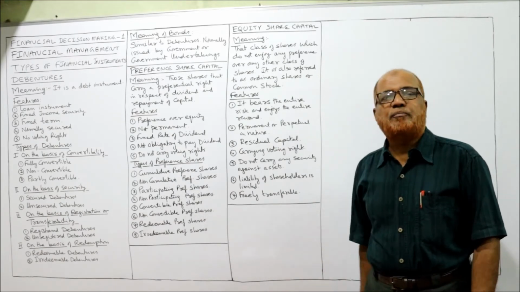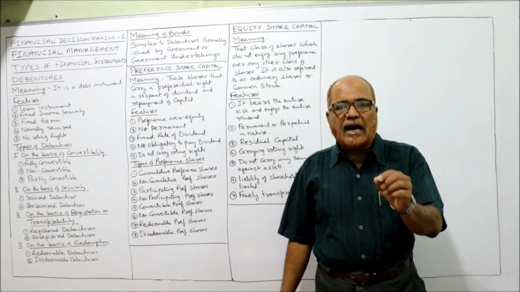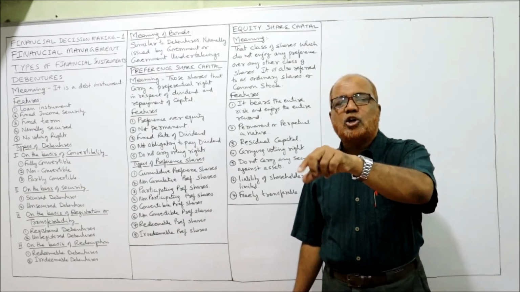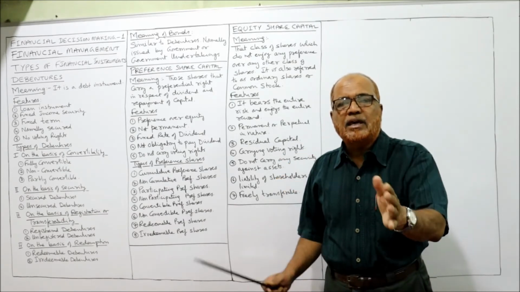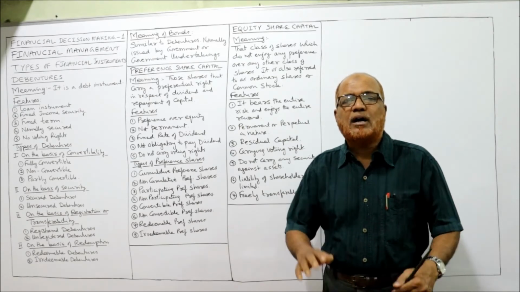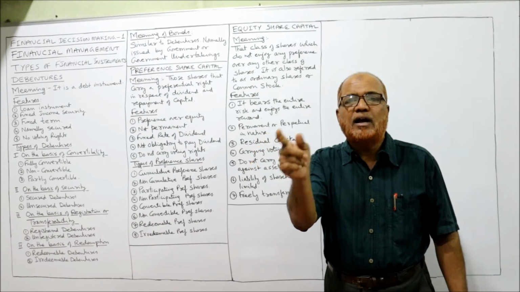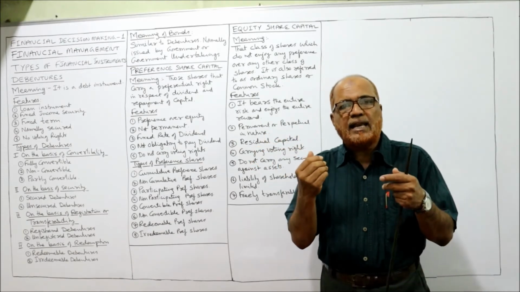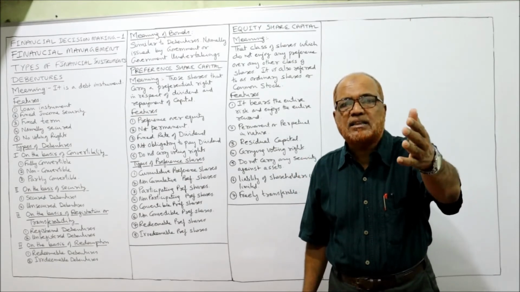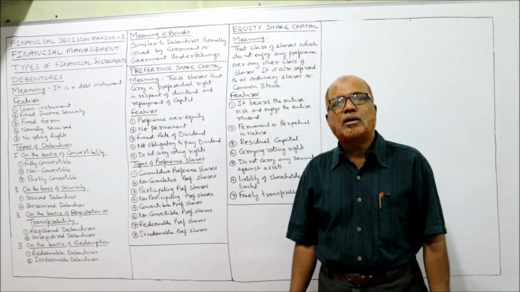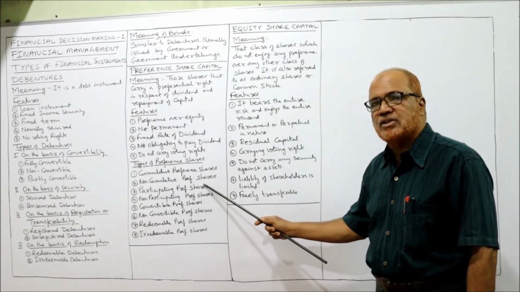Second, non-cumulative preferences. At the time of issue of preference share, the company has specified these are non-cumulative preferences, meaning if in any year there is insufficient profit or no profit, the company will not pay any dividend and that dividend will lapse. That means next year they will not get the last year's dividend. That's it. This is called non-cumulative preferences.